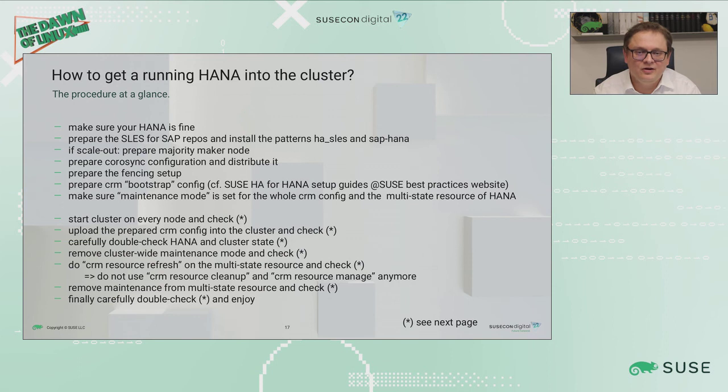Make sure that all your cluster nodes are online, and then check your HANA if the service is fine and if HANA system replication is fine. Then and only then you can remove the cluster-wide maintenance mode. Then again do your checks. Afterwards, it's very important that you do a CRM resource refresh on the multi-state resource that controls the HANA database, which means the multi-state resource that includes the SAP HANA controller resource.